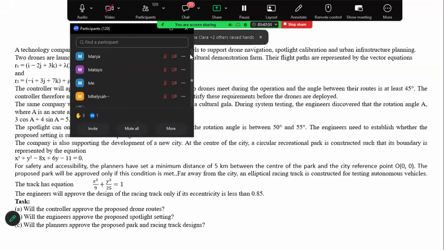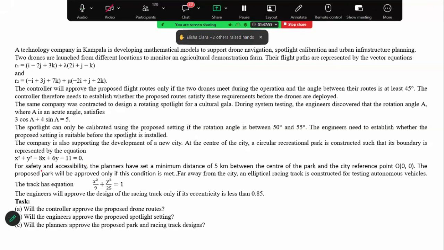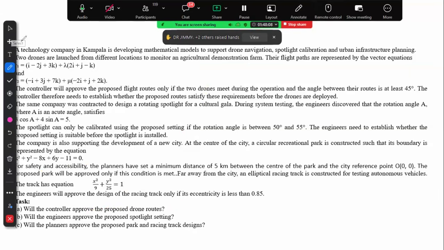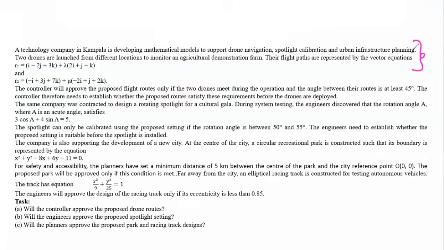So I think we are going to first continue. Now when you look at the task being given, they are asking whether the controller will approve the proposed drone routes. Like I said, in case it is not a block question, you need to go paragraph by paragraph such that you respond. Sometimes you may get a block question, where they tell you to support the engineer, and that is the task, meaning that you need to go back and answer every problem in the scenario.